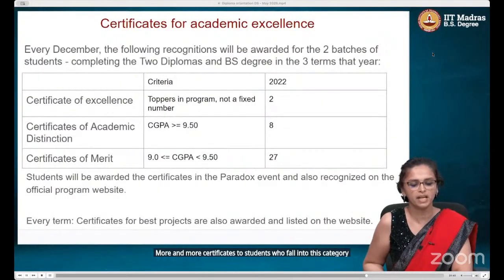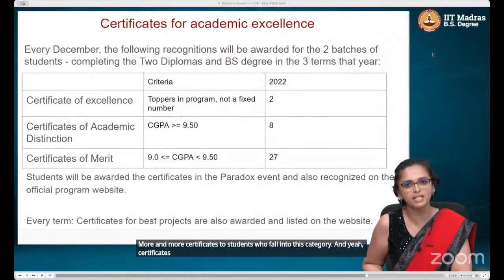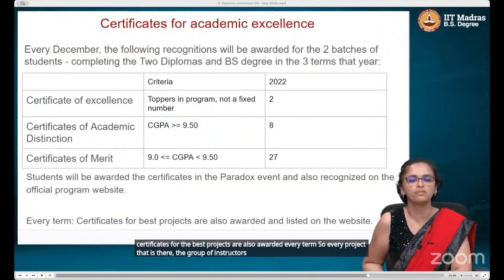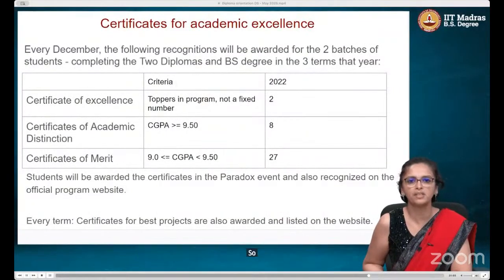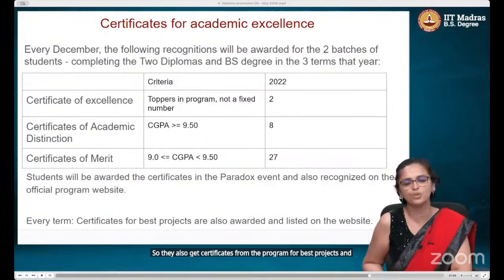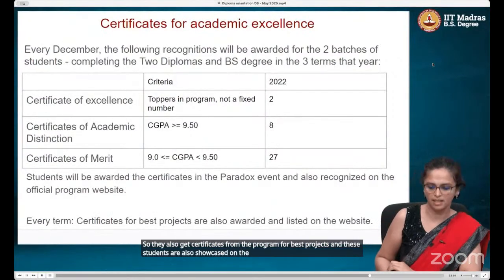Certificates for the best projects are also awarded every term. For every project, the group of instructors gives us the list of students who performed exceedingly well and did the best projects in that particular term. They also get certificates from the program for best projects, and these students are also showcased on the website.